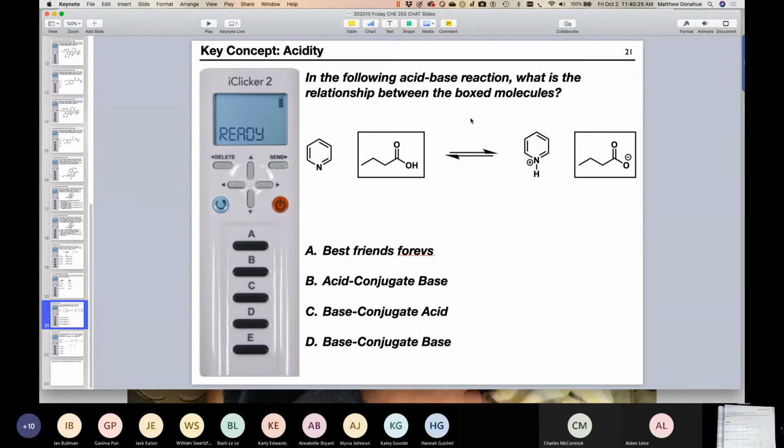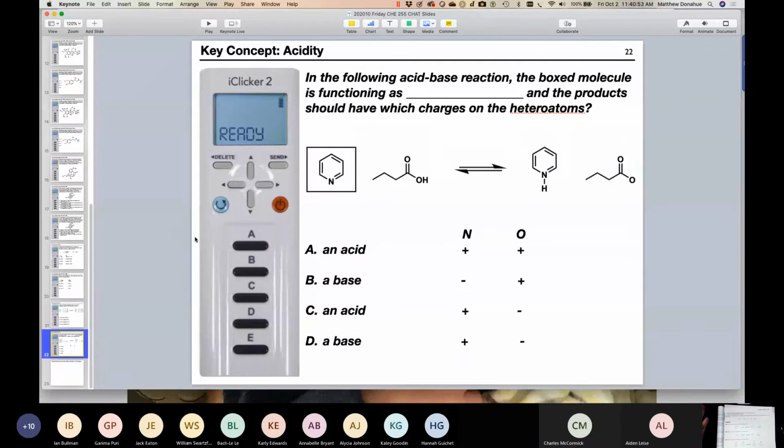So the scientifically correct answer would be B, as in boy. So it's acid, conjugate base. Once you figure that out, the other pair is then the base, conjugate acid.